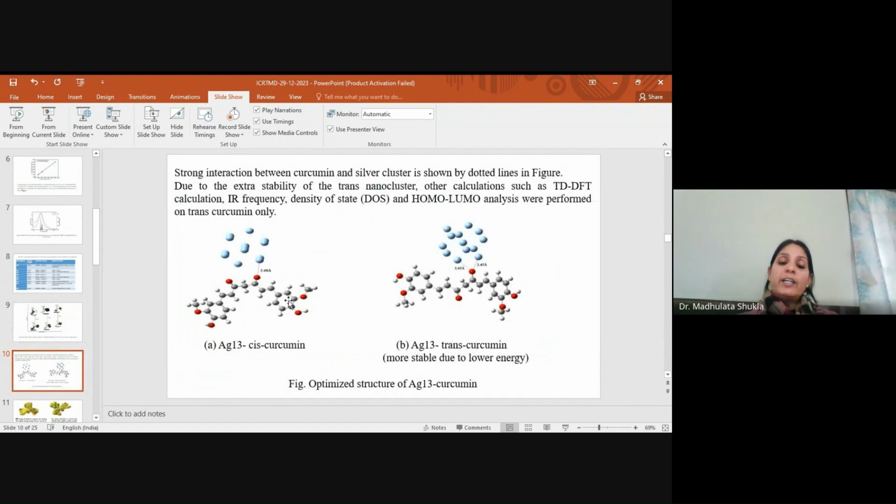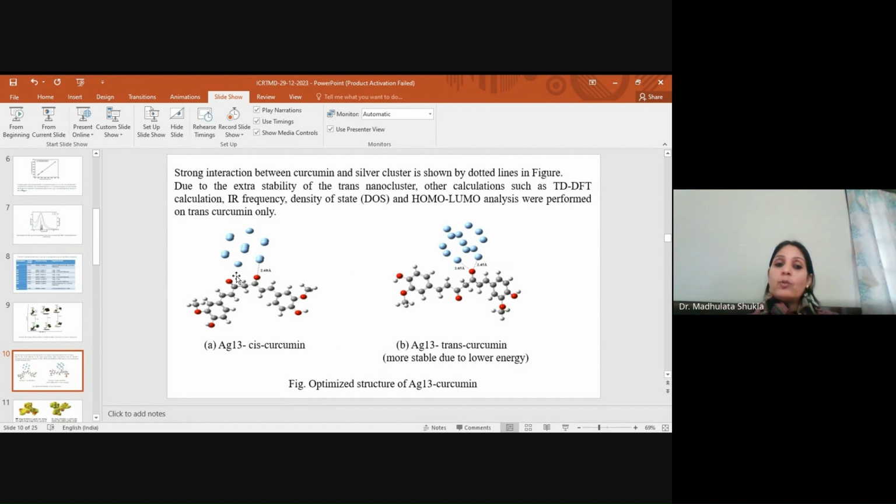Curcumin exists in two forms, one is cis and another is trans. In cis curcumin, both the CO bonds belong to the same side, whereas in trans, one CO bond is up and the other is down. When we do the geometry optimization, we found that Ag13 trans curcumin is very much stable as compared to the cis curcumin. So we conclude that this nanoparticle being formed is quite stable as compared to the cis one. For this reason, we have carried out all the DFT calculations for the trans curcumin only.